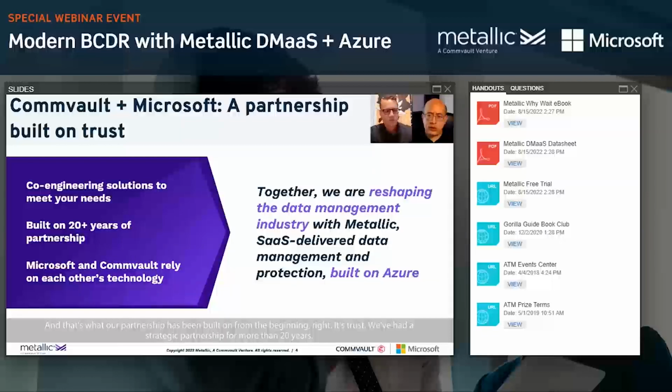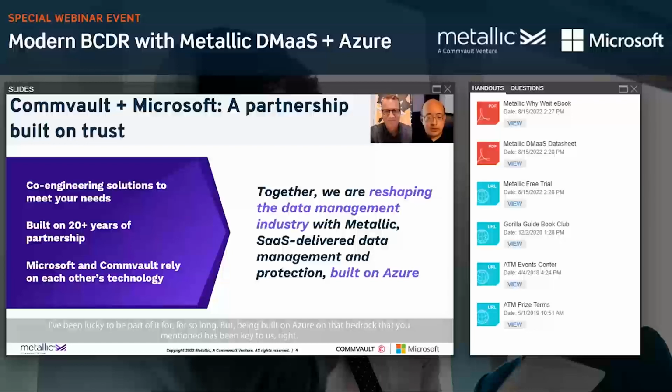We've had a strategic partnership for more than 20 years. A couple of years ago with Metallic, we extended it even further to really drive joint innovation for our customers. And we're really committed to doing this together, right? I think the commitment that we've shown together in bringing these innovative solutions to market is kind of remarkable. I've been lucky to be part of it for so long.